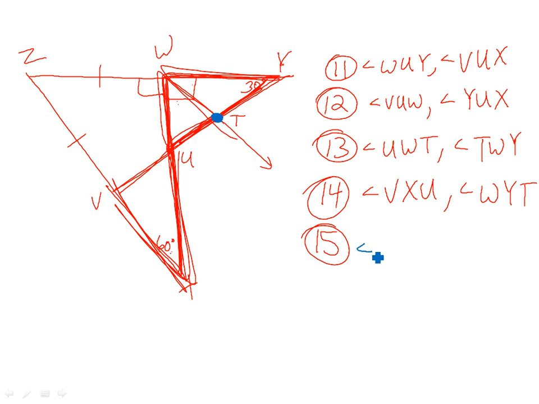WTY. You can't be wrong with the first one. WTY. That's this angle. Now we want another angle along with that angle that together form a line or a straight angle. Does it have to have T as the vertex? Okay, well then, yeah. WTU. Now together, did they form a line? Uh-huh. Yeah.